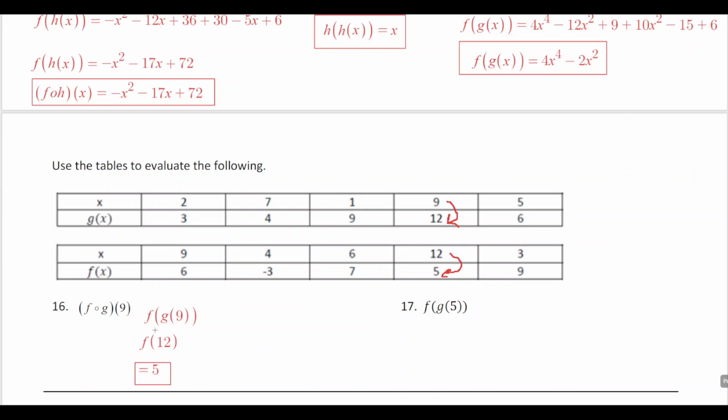For 17, we'll do kind of the same thing here. We'll first evaluate g of 5. So g of 5 here is going to be 6. Okay, so we're going to have f of 6. So we're using the output of g as our input for f here. So we're going to input 6 into the f function. And then f of 6 is 7. And so that'd be our answer for 17. So we're doing the same thing, a little easier here where we have the table. Not too bad.